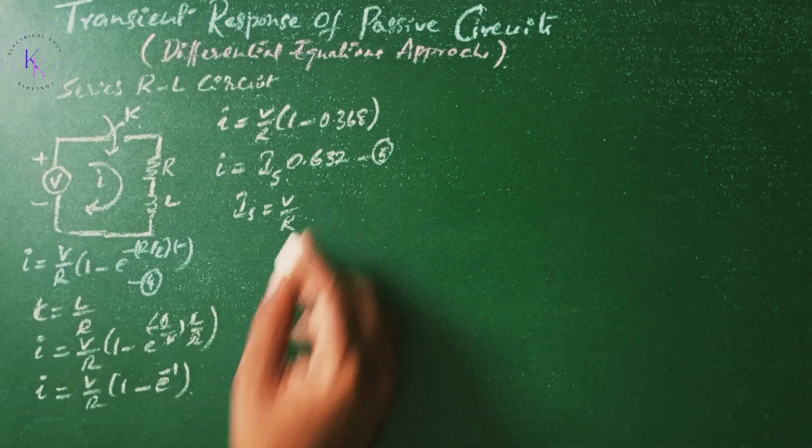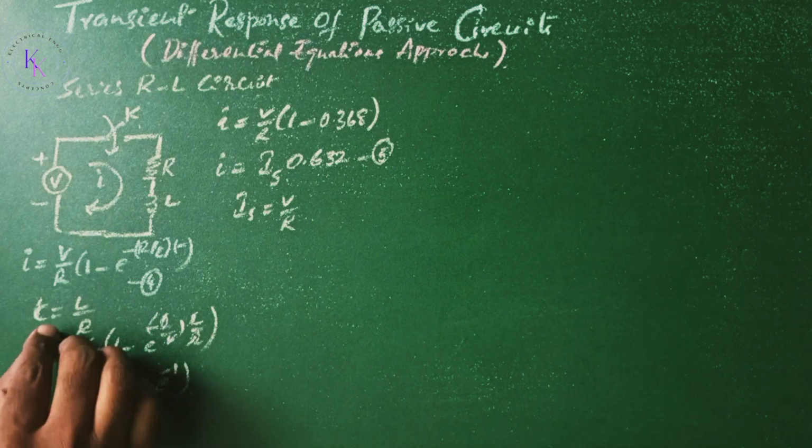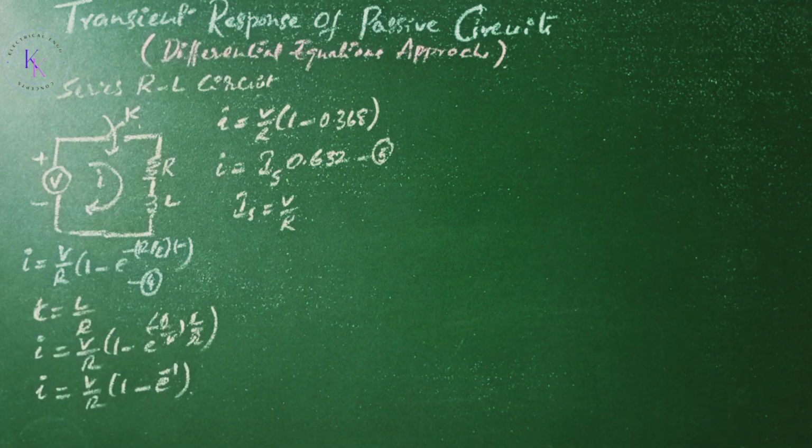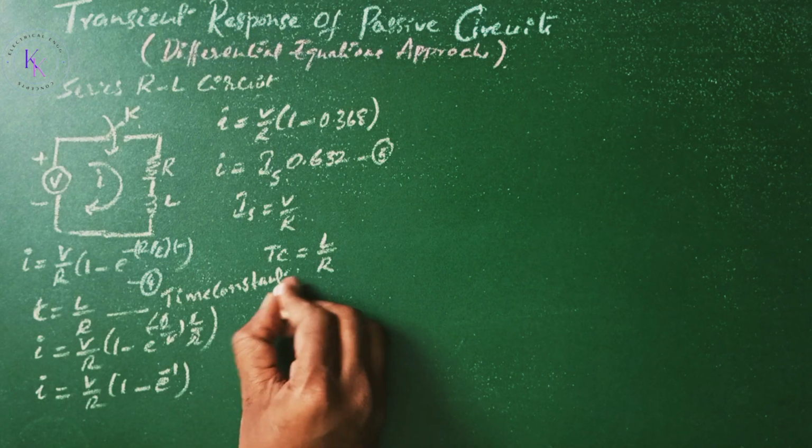Now, equation number 5 means that at time t equals L by R, the current through the RL circuit rises to 63.2% of the final value. Conventionally, this time is known as the time constant. The inverse of the time constant is called the damping ratio, that is R by L.